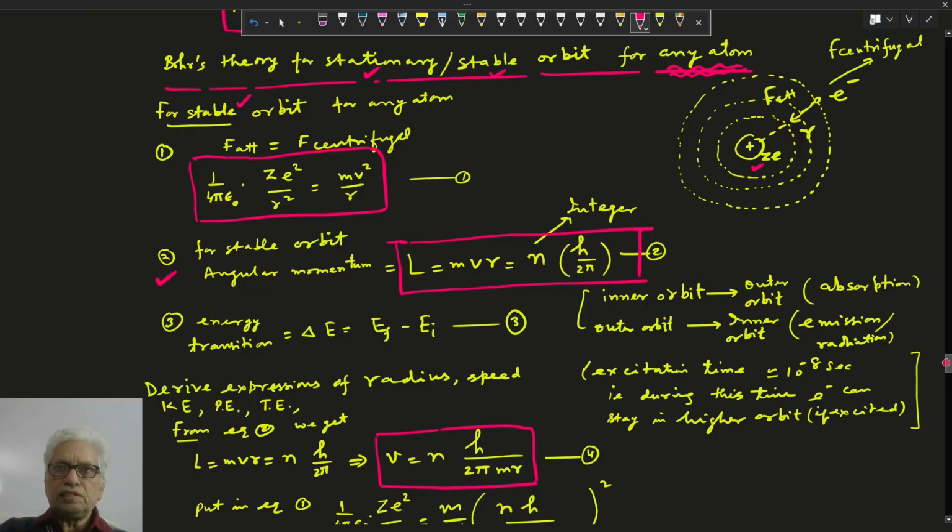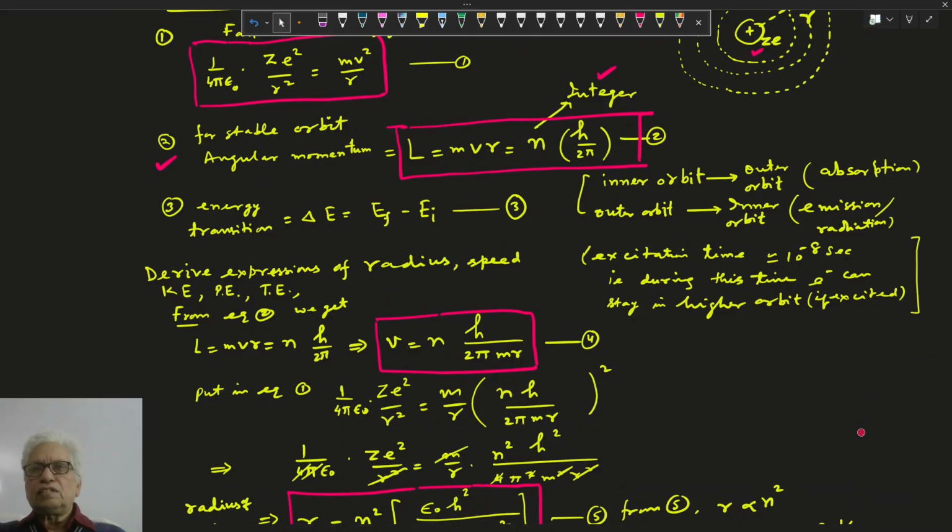And the second postulate: angular momentum L is equal to mvr is equal to n into h upon 2 pi, and n must be an integer. Again, energy difference is final minus initial. Inner orbit to outer orbit is the absorption spectrum, and outer to inner is the emission spectrum. Here electrons are excited from inner to outer by absorbing energy. They remain there for a very small time, called the excitation time, only 10 to power minus 8 seconds. After that it comes to a lower orbit by emitting photons.